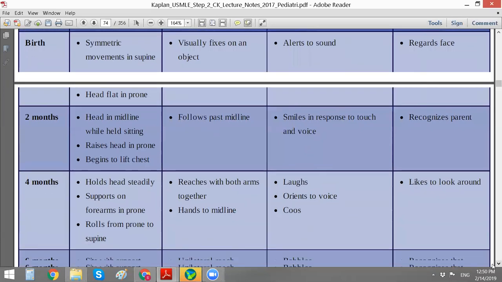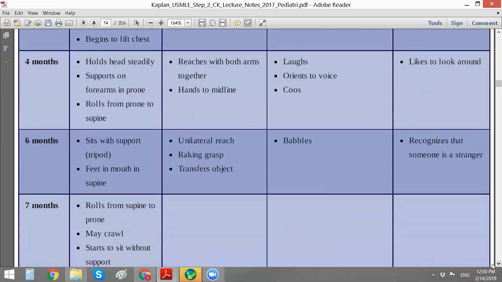Then we have 4 months. He holds the head steadily; now neck support is here. Supports on forearm in prone, rolls from prone to supine, reaches with both arms together and hands to midline. Laughs, orients to voice, coos at 4 months, and likes to look around.